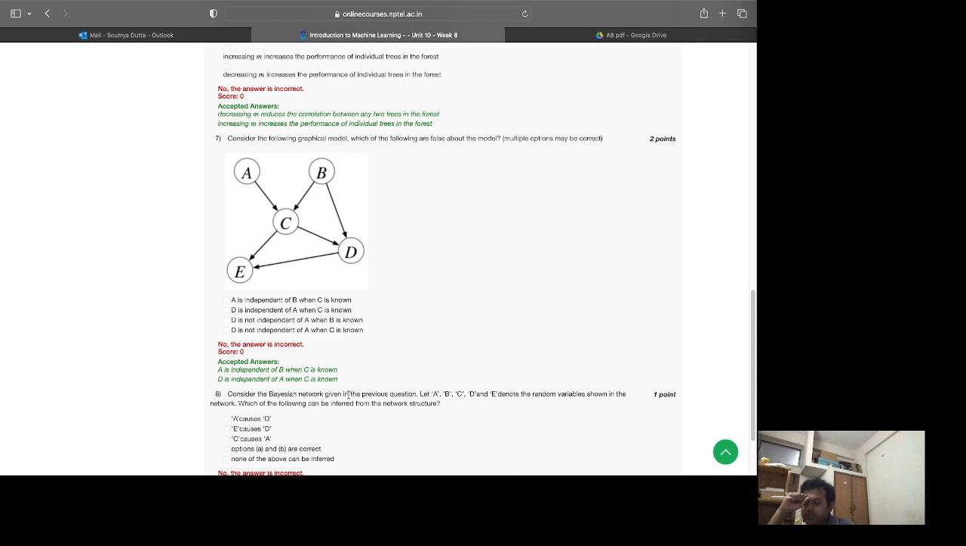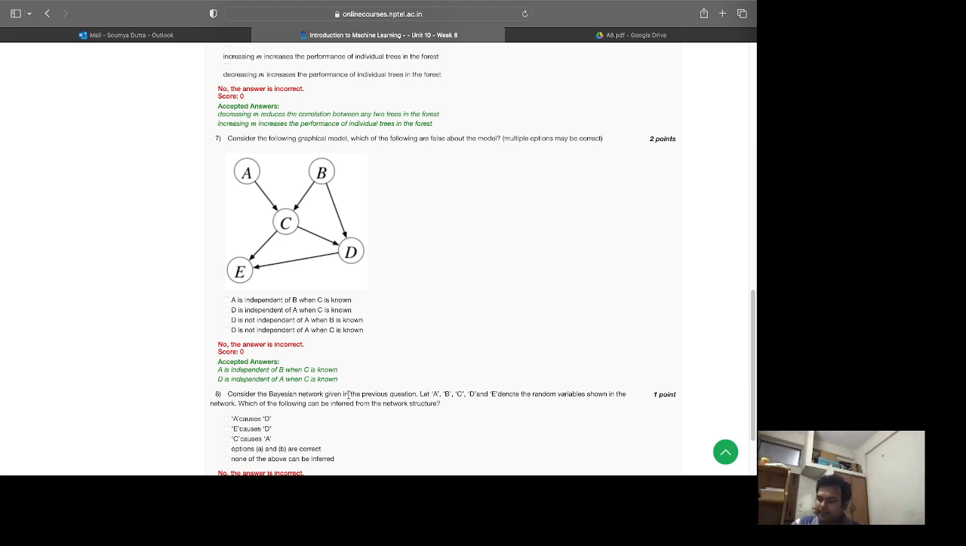C is the parent of D, and B is also the parent of D. So once you know C, that doesn't make D independent of B. If we know C, then the probability of D will be completely derived from C because it will be dependent on C only. No, it is dependent on B also. Yes, it is dependent on B also.